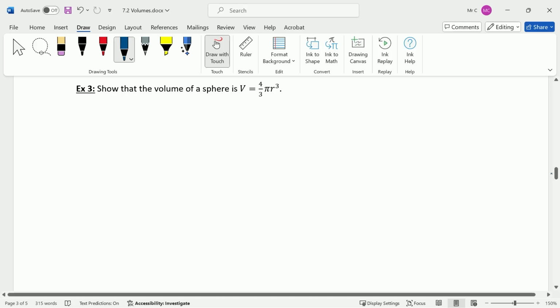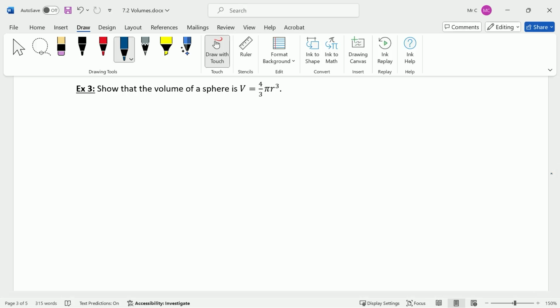Okay, so moving on, let's use this newfound skill to show that the volume of a sphere is V equals 4/3 pi r cubed.